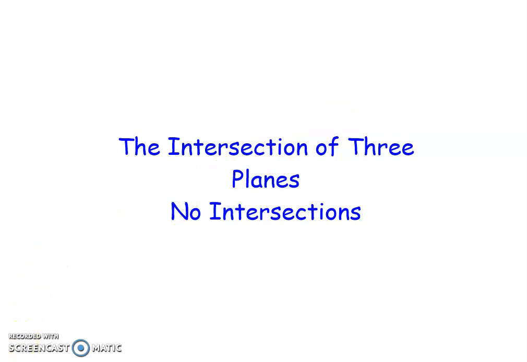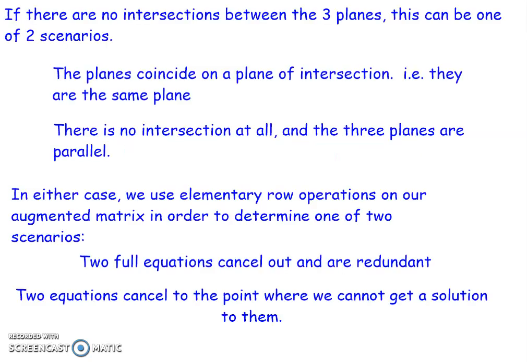Looking to figure out what this is and how we deal with it. Now in this sort of scenario, there really are only two possible outcomes and two possible setups that we can be dealing with. If there are no intersections between the three planes, they either are coincident on a plane of intersection, so they're all the same plane, or there are no intersections at all and all three planes are parallel. So they coincide with one another, they all lie upon the same plane, they're maybe just multiples of each other and bigger or smaller in terms of size. In the other case, there's no intersection at all, three planes are parallel, they never touch each other.